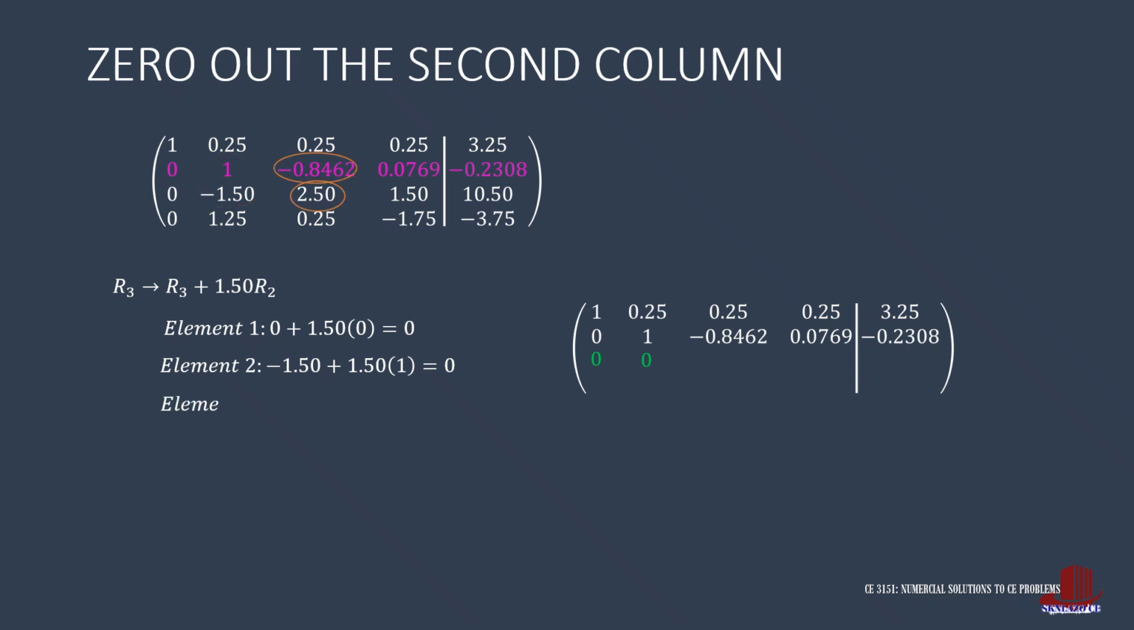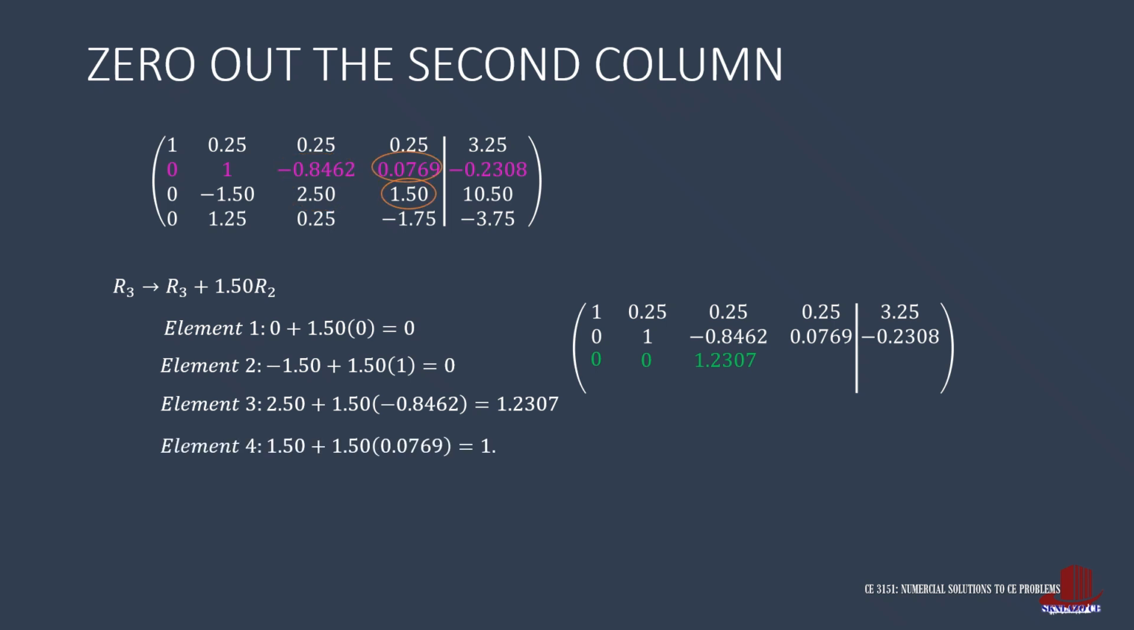After this is 2.5 plus 1.5 times negative 0.8462, resulting to 1.2307. The fourth element has 1.5 plus 1.5 of 0.0769, yielding 1.6154. The last is 10.5 plus 1.5 times negative 0.2308, which gives 10.1538.